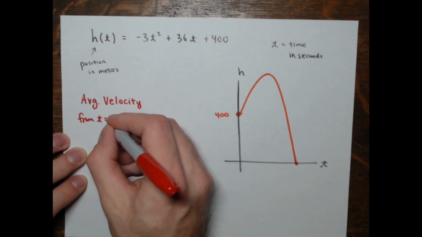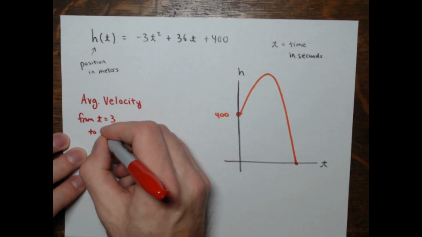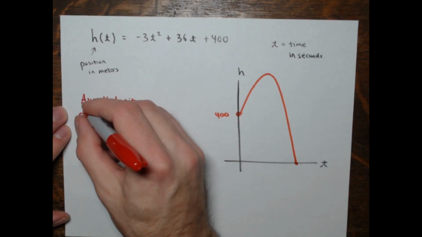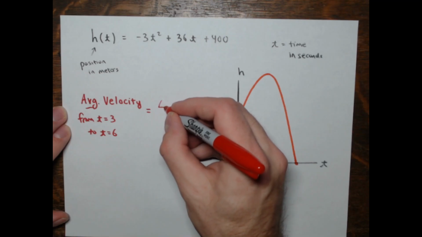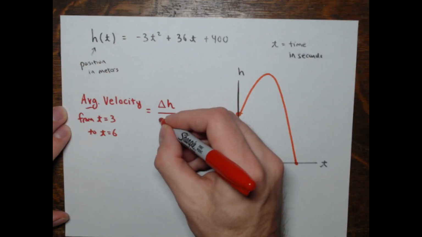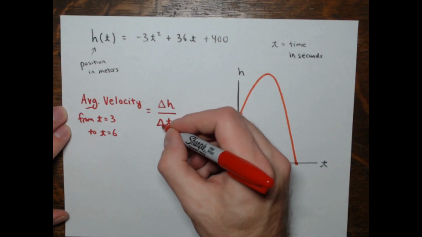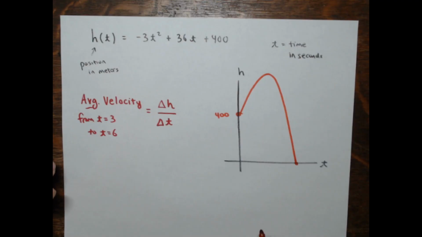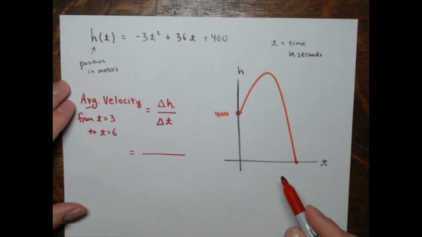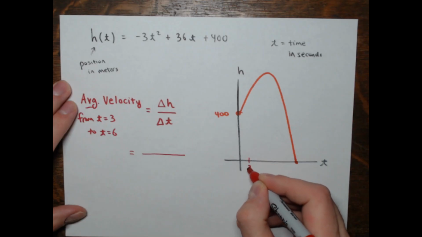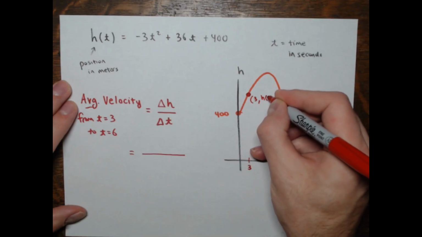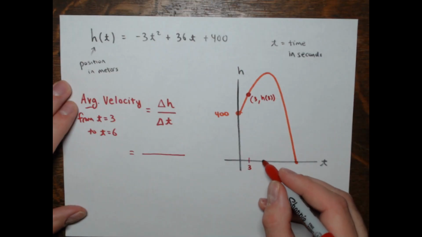From t equals 3, so 3 seconds, to t equals 6 seconds. So average velocity, again, is the average rate of change. This is going to be how much the height changes, the change in output, delta h, divided by how much the time changes, so delta t, or delta for change. And in order to calculate this, I plug in 3, so 3 seconds. That'll give me some output. So here's (3, h of 3). And then I plug in 6.